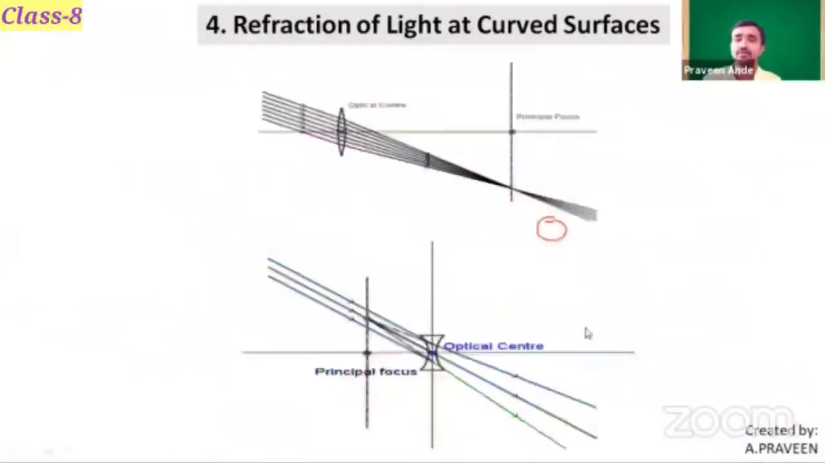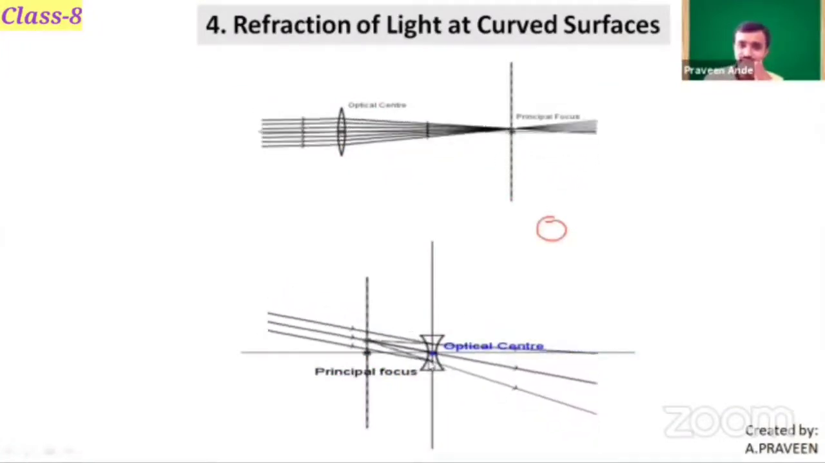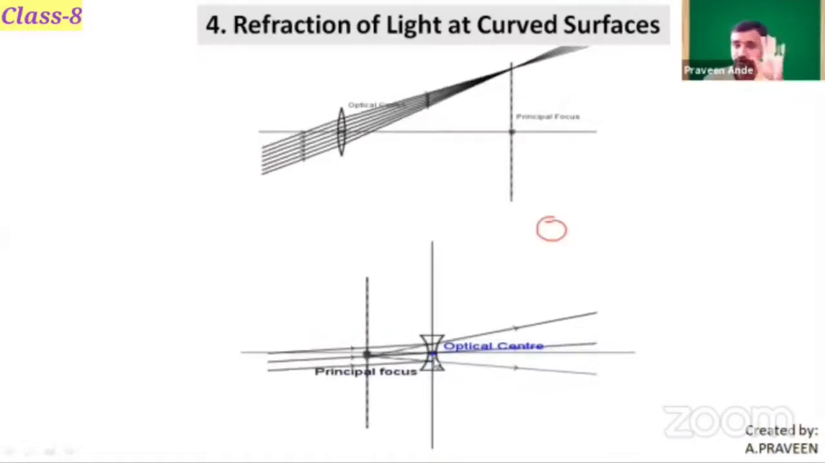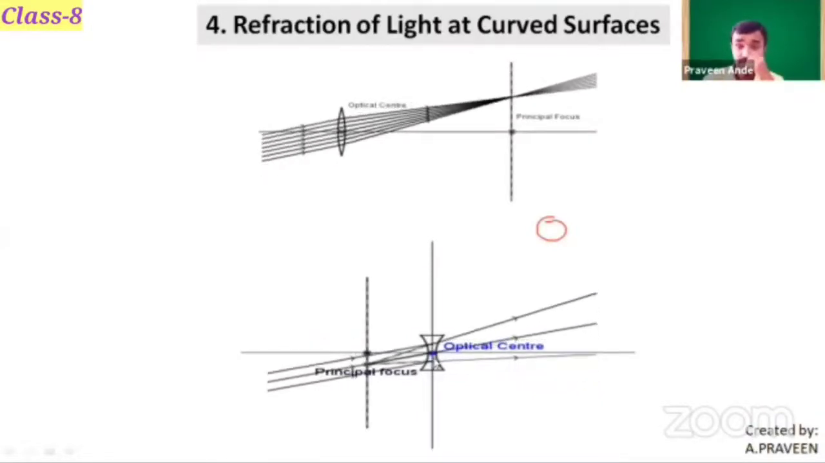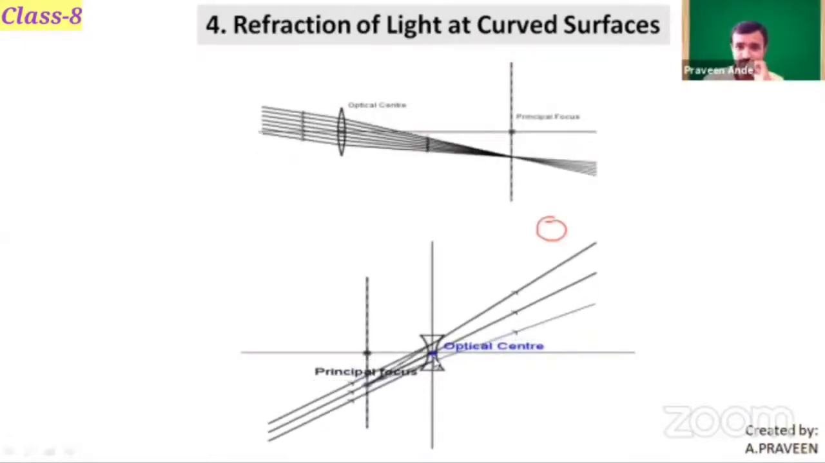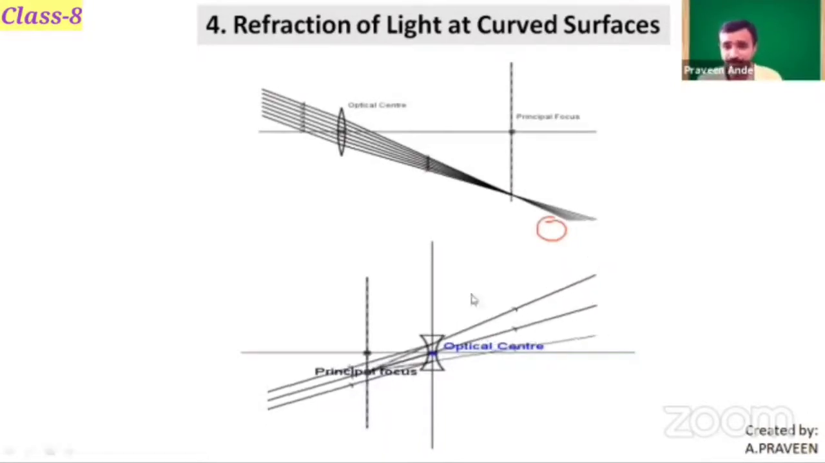Now look here. Are you able to see what is happening? Just focus on the concave lens first. Anybody please comment on that first figure? Concave lens, sorry, convex lens, the first one, convex lens. What is happening?